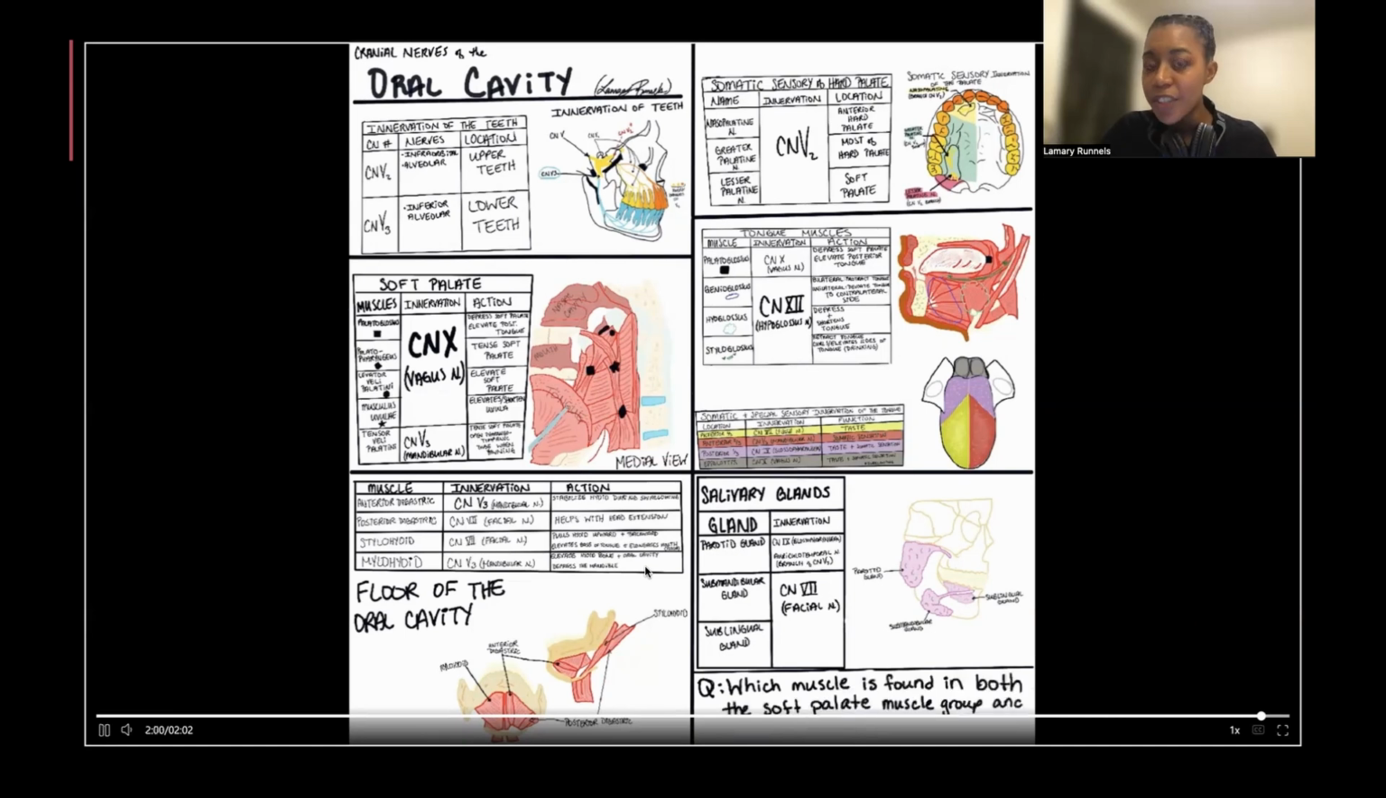And my question for you is, which muscle is found in both the soft palate muscle group and the tongue muscle group?